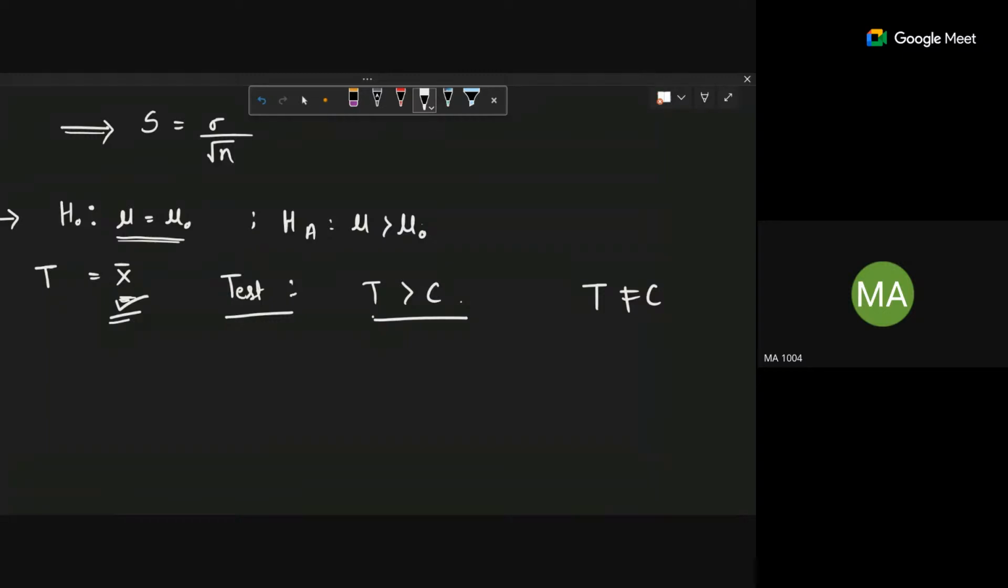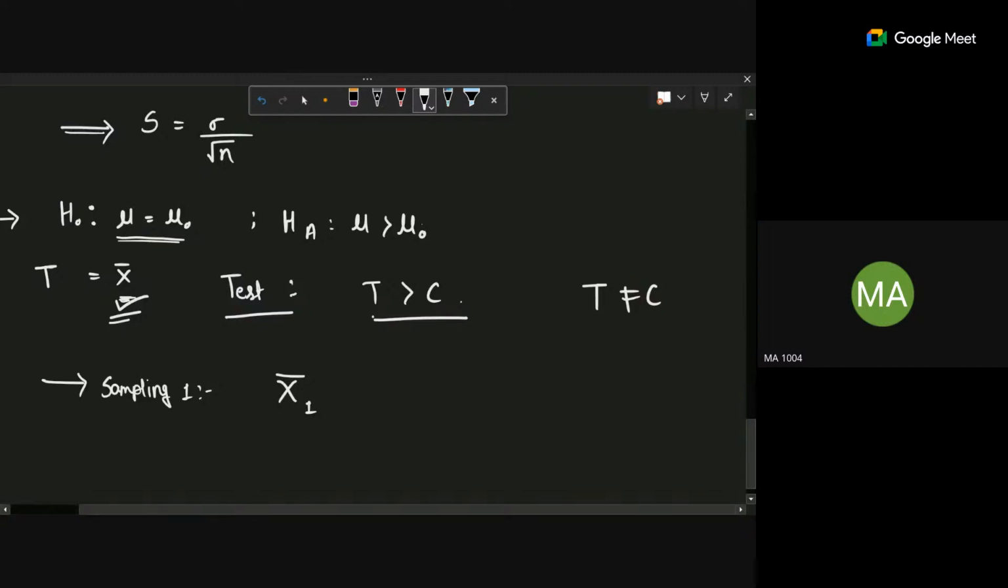So what does it mean? Let's say there is sample one, that means you have values for n random variables and you calculated its sample mean, let's say x bar 1. And let's say this is not equal to C, then you will say reject null, right? You are going to reject null. But just think about it. Will it be a valid or a good test to check?